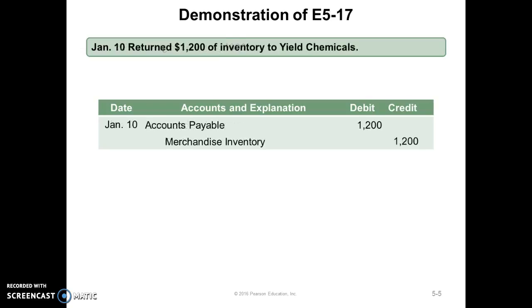So we returned $1,200 of inventory to Yield Chemicals. Our accounts payable is going to decrease by $1,200. That's why we're debiting it by $1,200. And our merchandise inventory is going to decrease also by $1,200 because we no longer have that inventory, because we gave it back to Yield Chemicals.